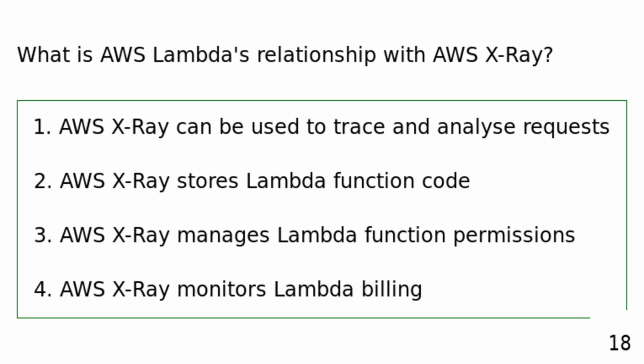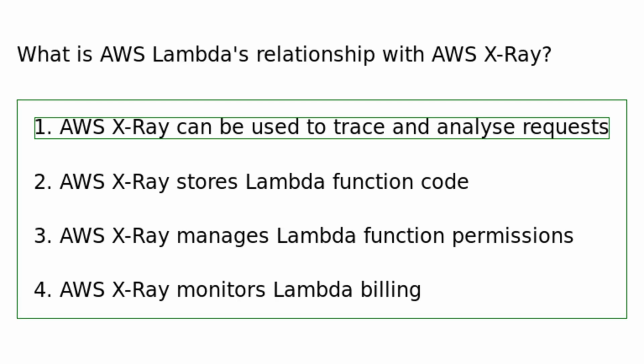What is AWS Lambda's relationship with AWS X-Ray? AWS X-Ray can be used to trace and analyze requests. AWS X-Ray stores Lambda function code. AWS X-Ray manages Lambda function permissions. AWS X-Ray monitors Lambda billing. AWS X-Ray can trace and analyze requests as they travel through your AWS Lambda functions, providing insights into performance bottlenecks and errors.